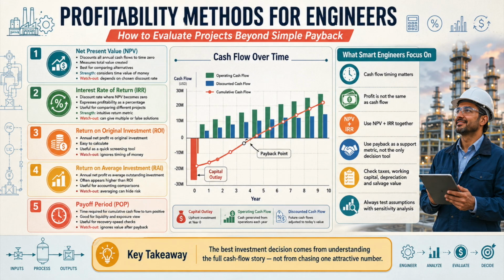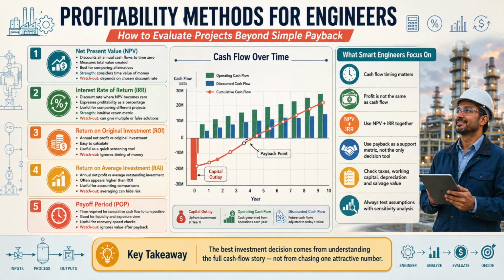At a discount rate of 15%, such a project may produce a net present value of positive $25.5 million. That result means the project is expected to recover its investment, meet the 15% economic requirement, and create an additional $25.5 million of value at the selected time reference. A positive net present value supports acceptance when the assumptions are valid. A negative net present value indicates that the project fails to meet the required economic return.